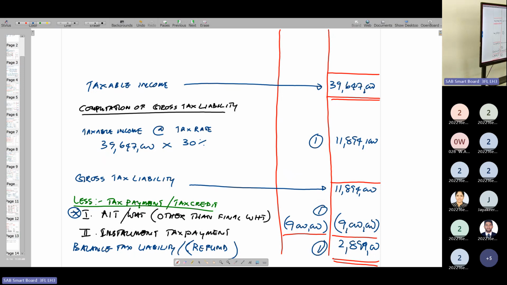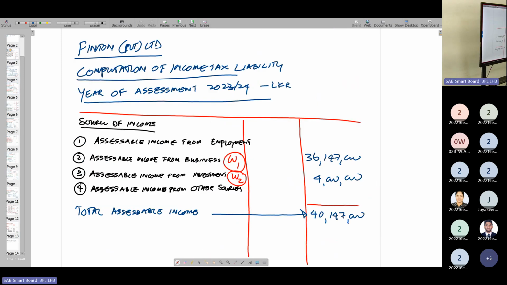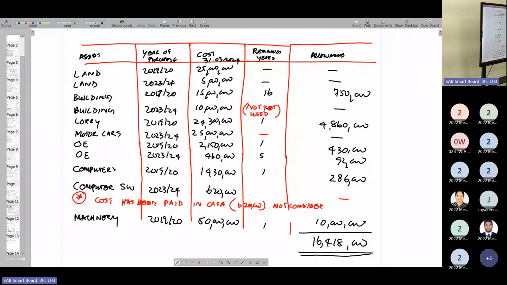It's still an extra comma, right? Taxable income from business, because here there is also another adjustment. What is that? This one. Marks. Here it will attract 5 or 6 marks. Likewise, right?